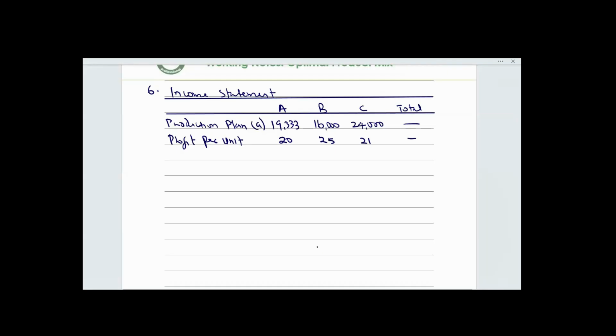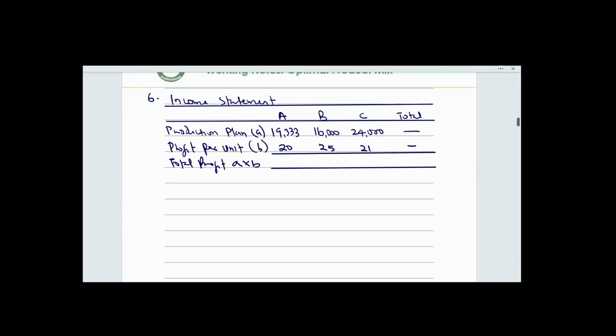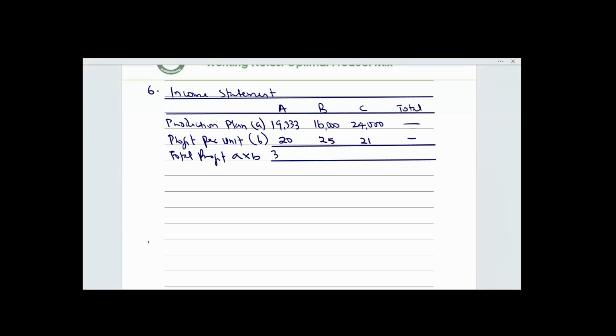I will then multiply. Let's say this is A, this is B. I will multiply to get the total profits. So this will be A multiplied by B. What do we have here? 19,333 multiplied by 20 is 386,660 naira.